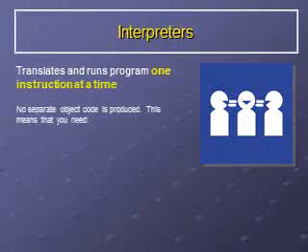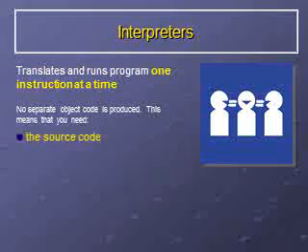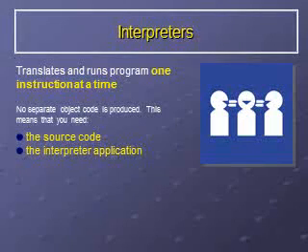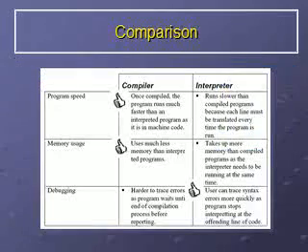Like I say, with interpreters you run programs one instruction at a time, but no object code is produced because the interpreter just runs the code directly. So this means you need the source code at all times and the interpreter application at all times. Whenever you want to run that program, you have to load up the interpreter, feed it the source code, and then hit run. Now this obviously takes up much more memory than the compiler.